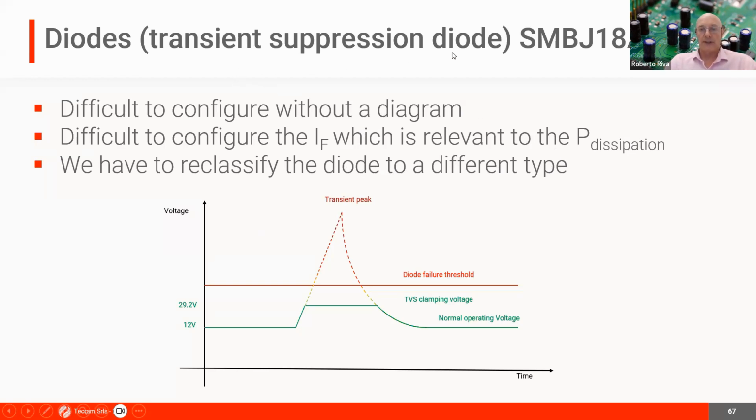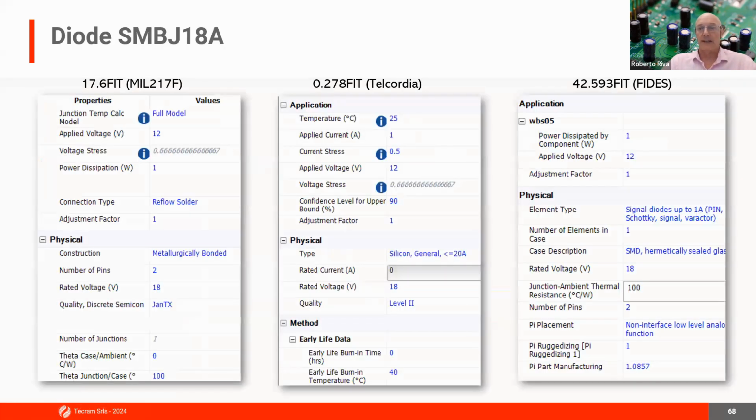And I'll just go forward a second. So the diode was reclassified. We didn't have any manufacturer data, so in that sense we cannot measure one against the other. But what we found when it was classified as a transient suppression diode is that almost a quarter of the contribution to the failure rate came from this little diode.